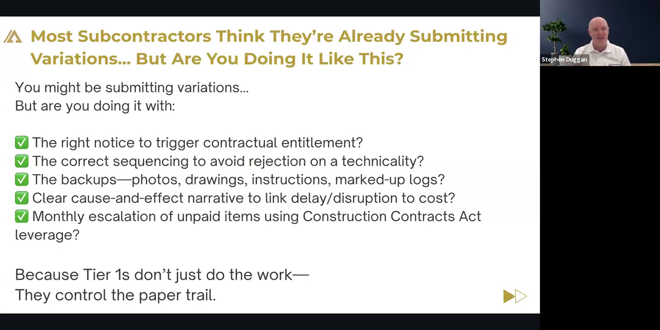And if you have the right system to notify on time, to substantiate on time, to put the right documentation together to show that on the balance of probabilities, this was a variation or a disruption event or an entitlement, and you've followed all of the steps that I've outlined, and the main contractor doesn't pay, and you have a system for escalating it up through the contract and eventually the Construction Contracts Act, not only will they have to pay, but they'll have to pay all your costs.